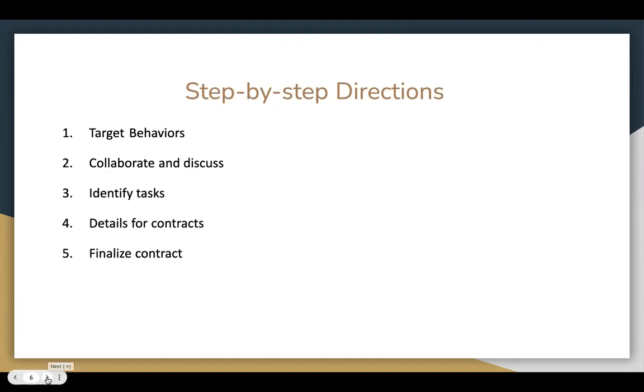Then identify the tasks that an individual can or cannot do. Details for the contracts, identifying the potential tasks for the contract as well as the potential rewards. In terms of the tasks of the contract, there should be a careful outline of who will perform the task and receive rewards, what the task to be performed is, when the task must be completed by, and how well the task must be completed in order to receive the reinforcement. And finally, to finalize the contract by writing, reviewing, and signing it.